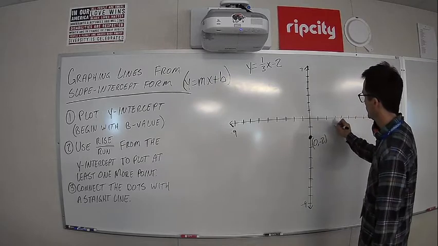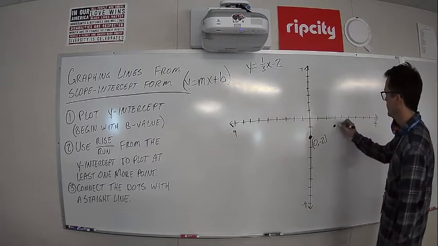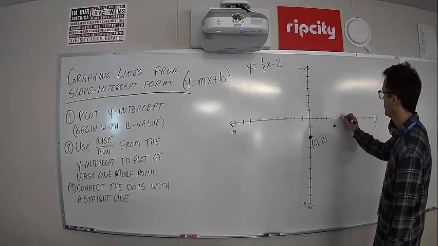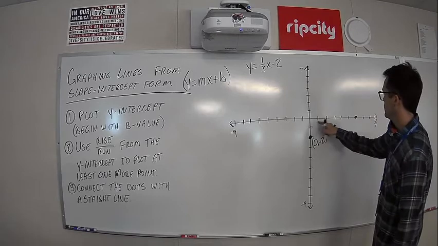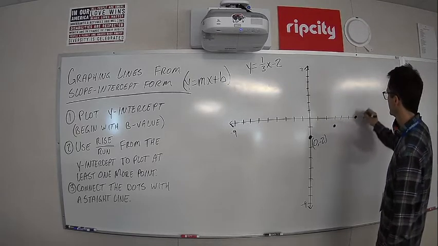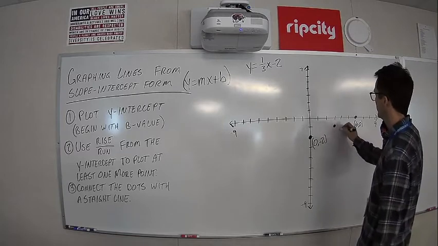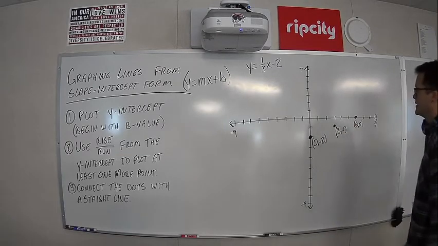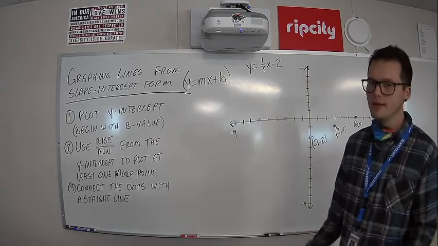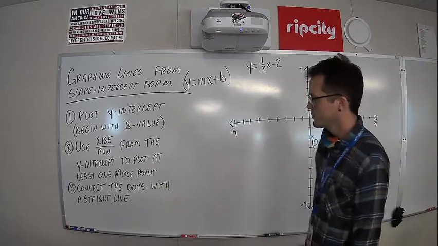1, 2, 3. Boom. And again, for funsies, I'm going to plot a second point, rise 1, run 3, 1, 2, 3. Here we go. So this is at the point 6, 0, and this is at the point 3, negative 1. So I have 3 points here. Again, I only need 2, but it doesn't hurt to have extra. And here we go. Step 3, connect the dots with a straight line.